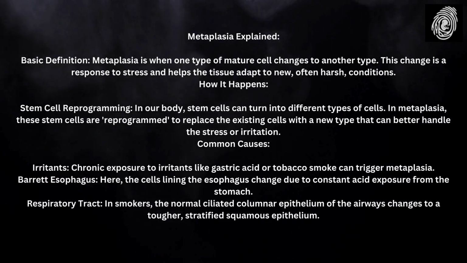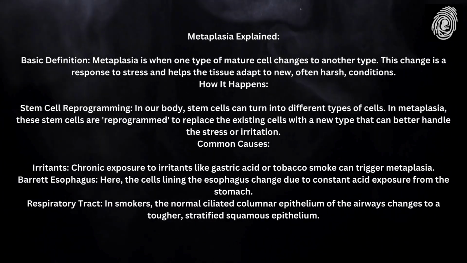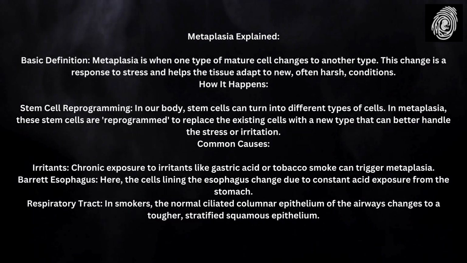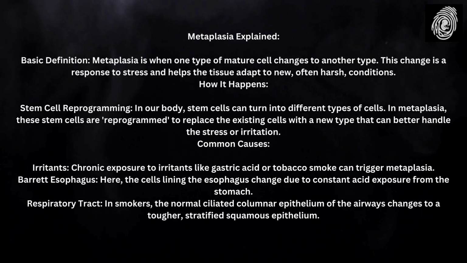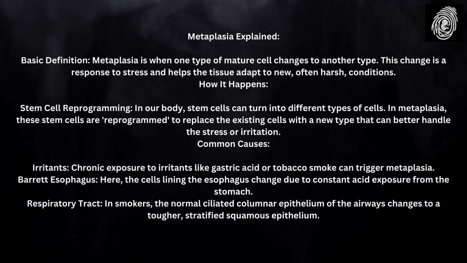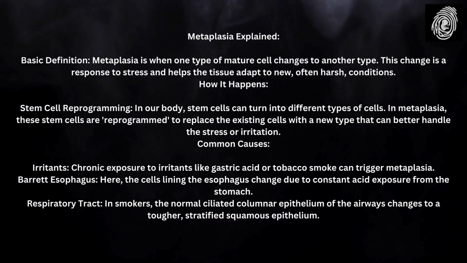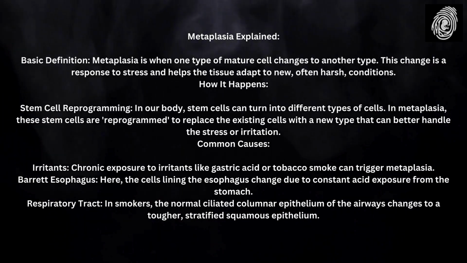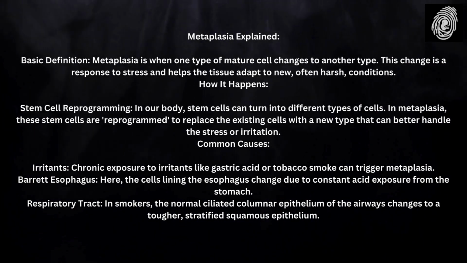Metaplasia explained. Basic definition. Metaplasia is when one type of mature cell changes to another type. This change is a response to stress and helps the tissue adapt to new, often harsh, conditions. How it happens. Stem cell reprogramming.